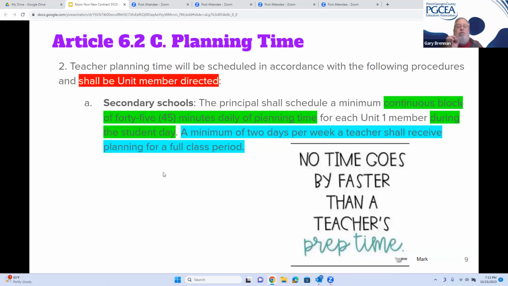On 2 days, if your classes are longer than 45 minutes, some folks are on 60-minute periods, others are on a block schedule, or they get 90 minutes per period. At least 2 times per week, a teacher shall receive planning for a full class period. So at least twice a week, if the student periods are longer than 45 minutes, all of that time is for teacher-directed planning.